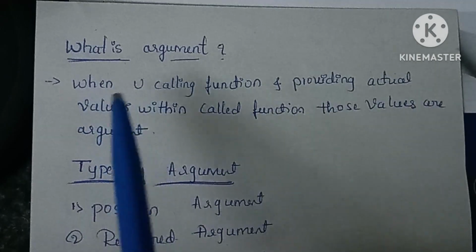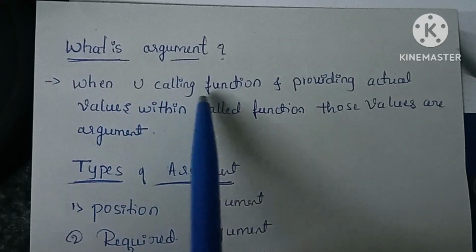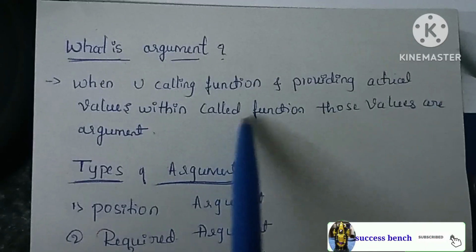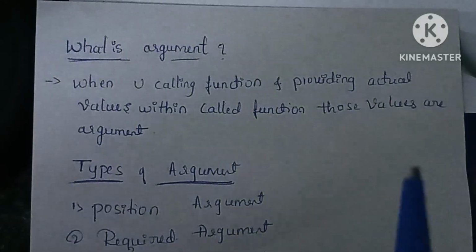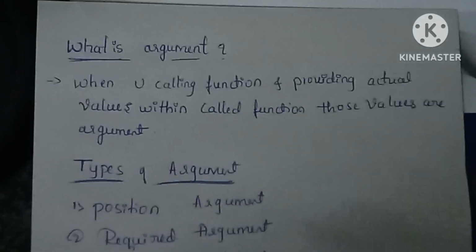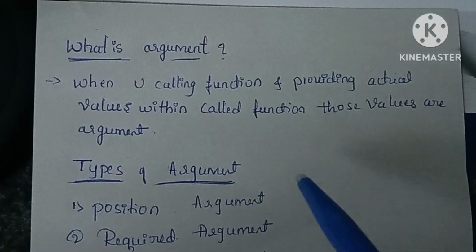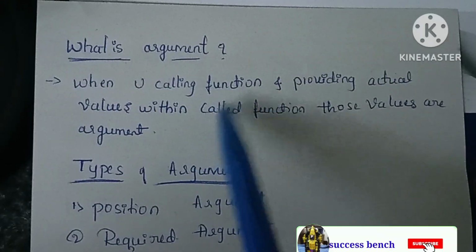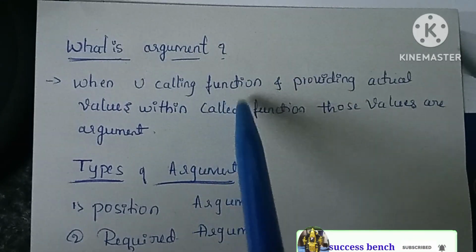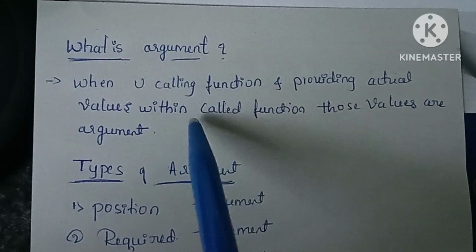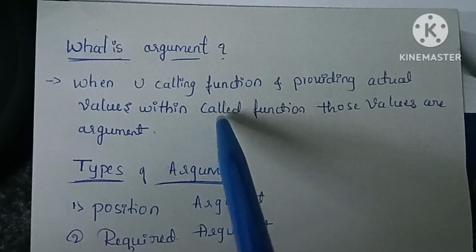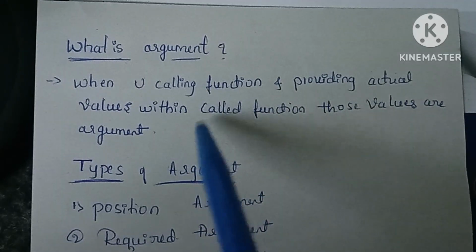What is an argument? When you call a function and provide actual values within the function call, those values are arguments. Whatever actual values you give when calling a function, those values are the arguments.